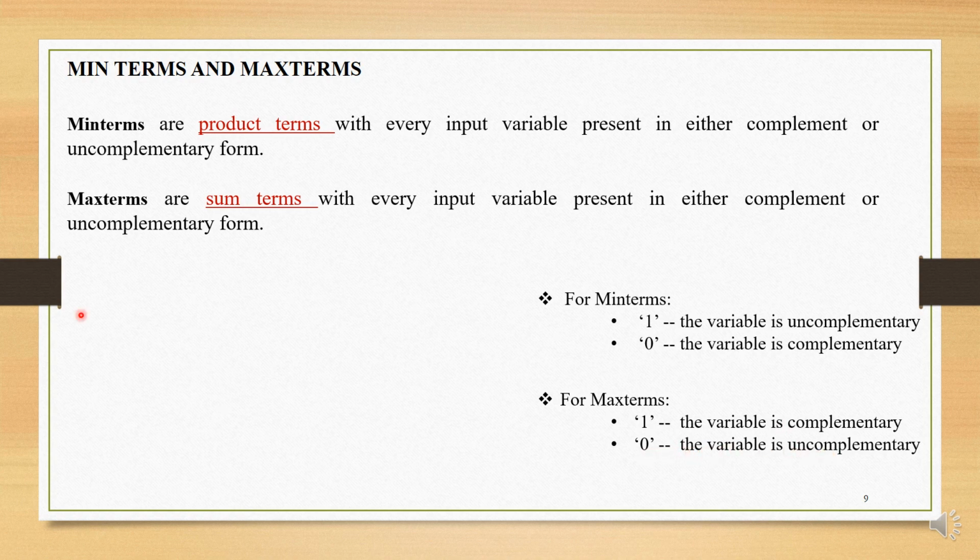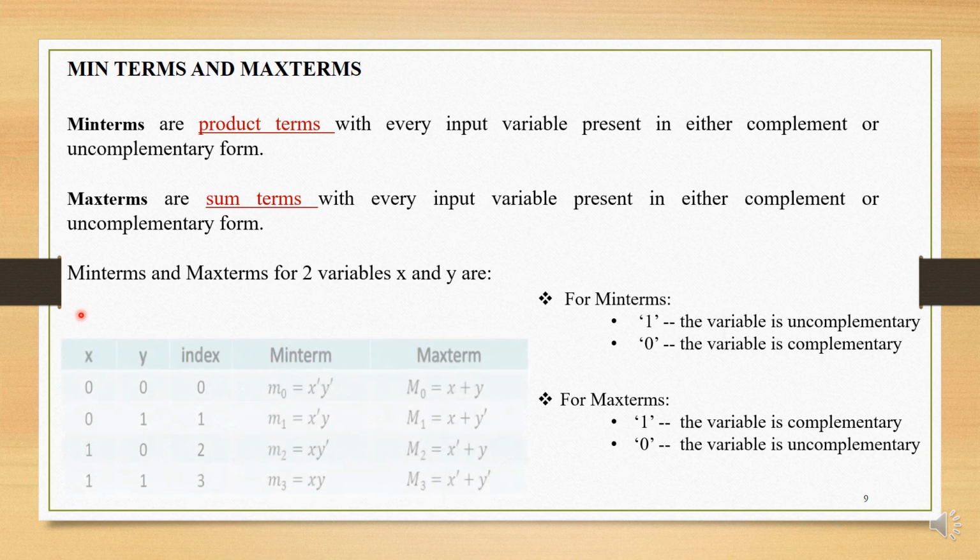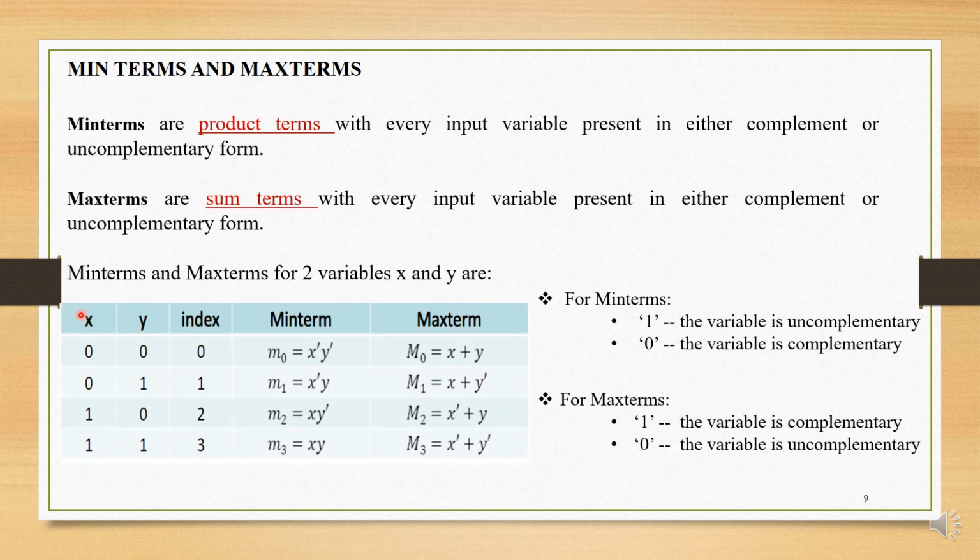Similarly, for maxterms, 1 is considered as the variable in complementary form and 0 is considered as the variable in uncomplementary form. Now, we shall see the minterms and maxterms for two variables x and y. So, we have a simple table here which represents both variables x and y for four different combinations, and we have defined the index also here. Index has four different combinations, index is 0, 1, 2, 3. We have defined an index for each of the combinations. Now, let us write the minterms and maxterms. First, let us concentrate on minterms, then we go for the maxterms.